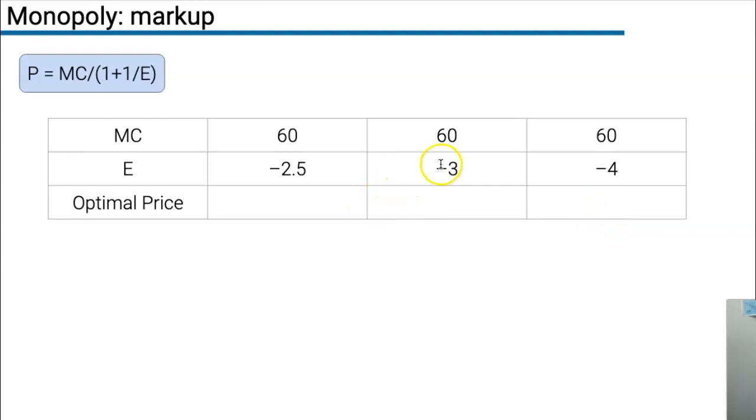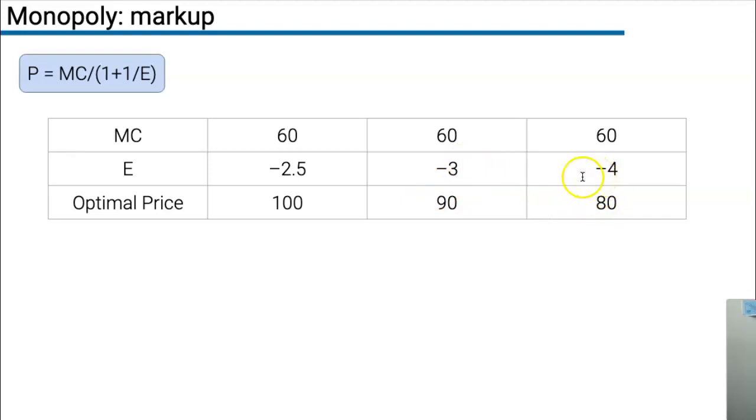For the case of elasticity of negative 3, that's the case from the previous example, and we know that the price here is going to be 90. And then you can pause the video and calculate the optimal price for the last example with elasticity of negative 2.5. And I'm going to show you the answers right now. So you can see that depending on elasticity, your optimal price will be different. It's going to be 100 when elasticity is negative 2.5, 90 with elasticity of negative 3, 80 with elasticity of negative 4.